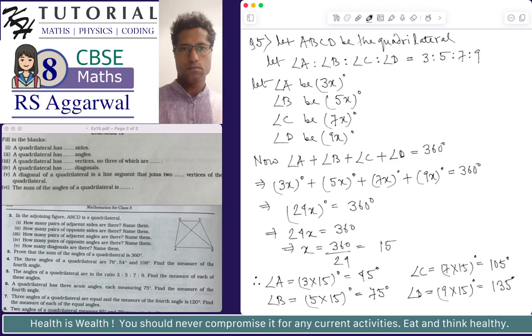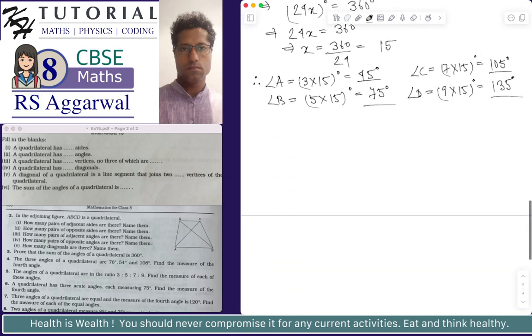Let me quickly check the answers. The answer is 45, 75, 105 and 135. Okay. So these are the angles of the quadrilateral. Okay, let's do the next problem.